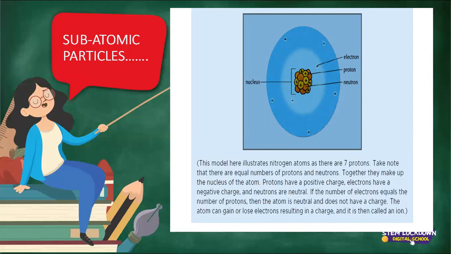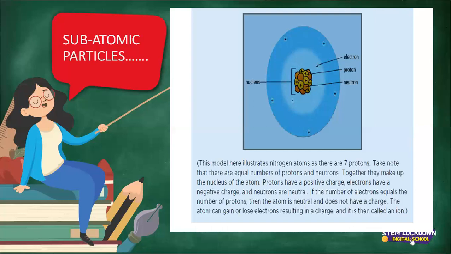So protons have a positive charge, electrons have a negative charge, and neutrons are neutral. If the number of protons and number of electrons are equal, then we say the atom is what? Neutral. So if the number of electrons equals the number of protons, then the atom is neutral and does not have a charge. The atom can gain or lose electrons, resulting in a charge, and it is then called an ion, I-O-N.